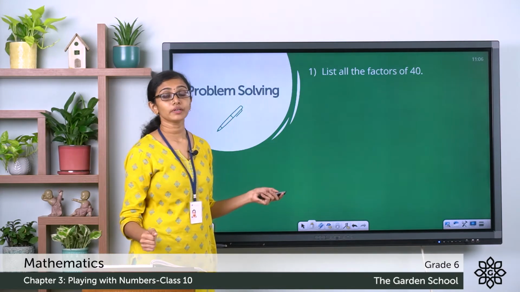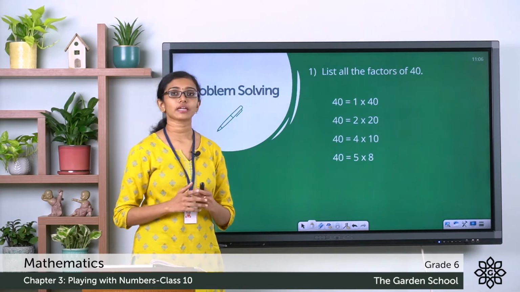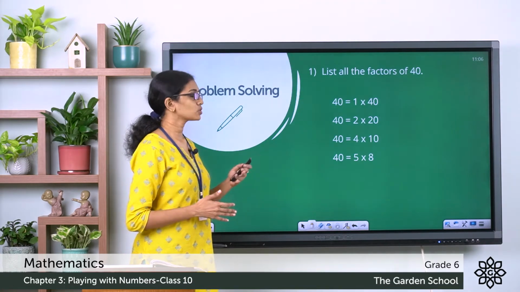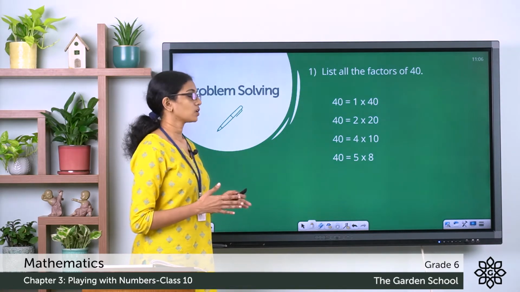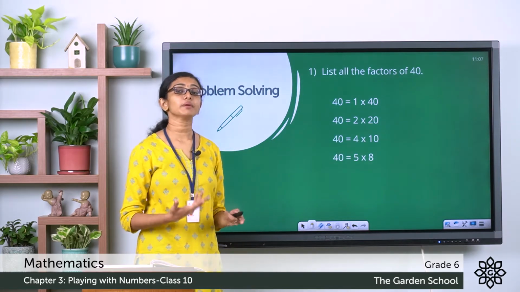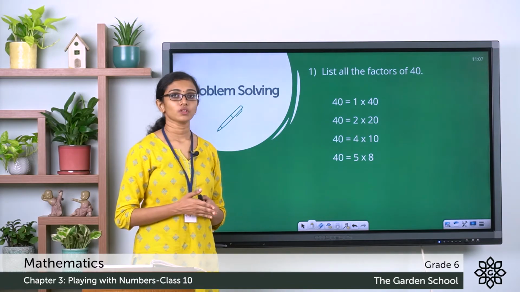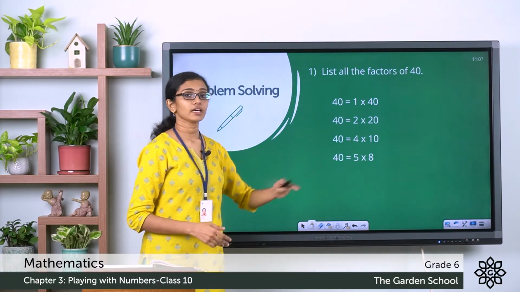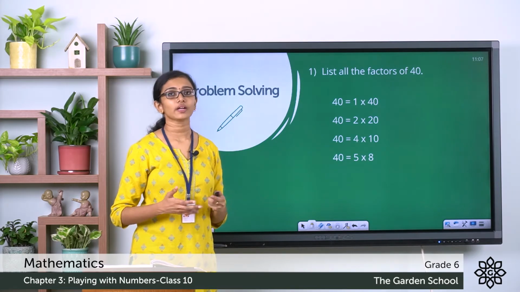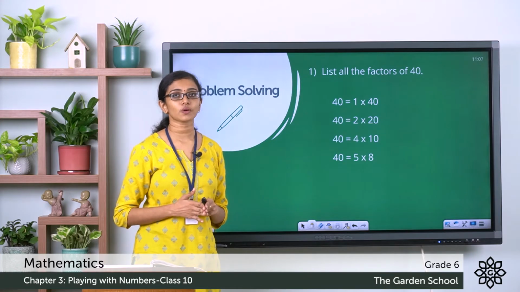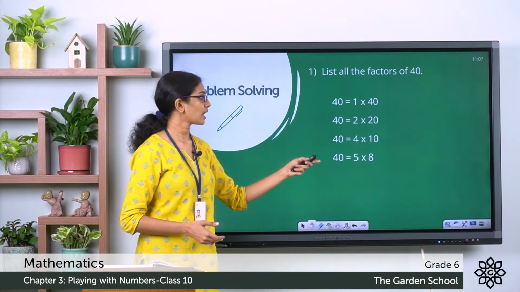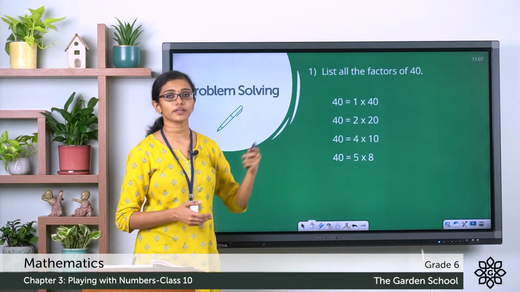So which are the numbers that we can multiply to get the number 40? 40 can be 1 into 40, 2 into 20, 4 into 10 or 5 into 8. So these are the numbers which can be multiplied to get the number 40. Or you can say these are the numbers which can divide the number 40 completely without any remainder. So which are the factors of number 40? The factors are 1, 2, 4, 5, 8, 10, 20 and 40.